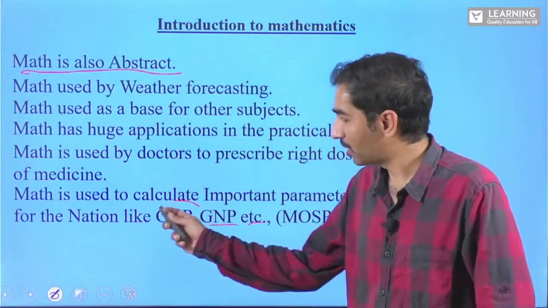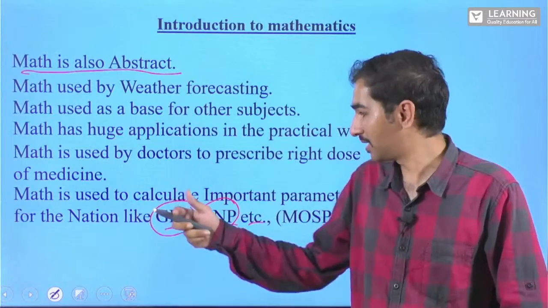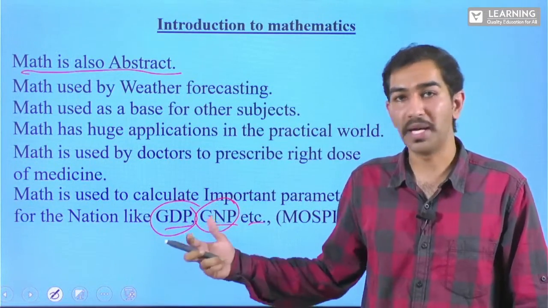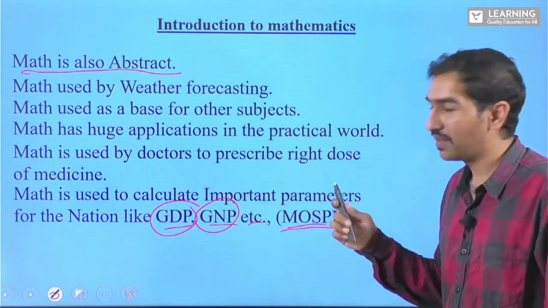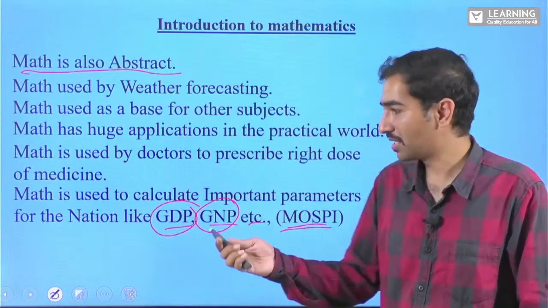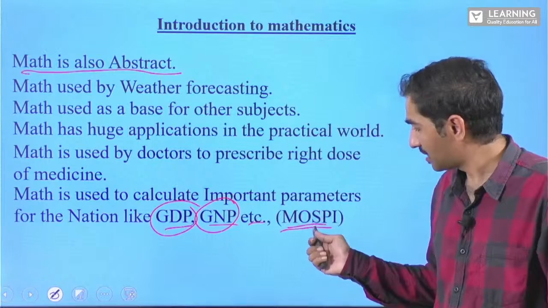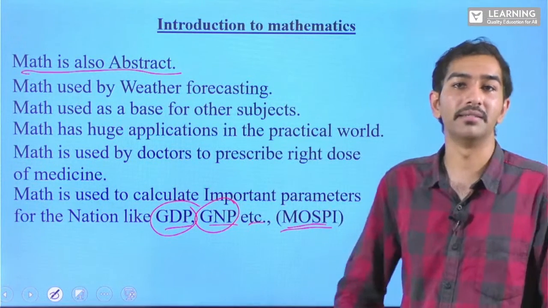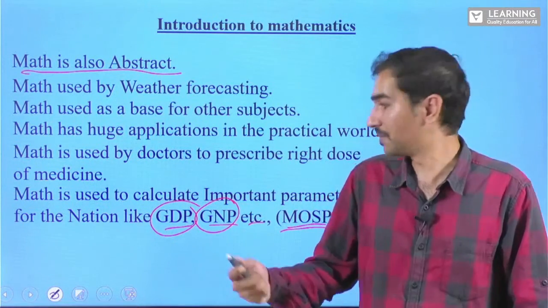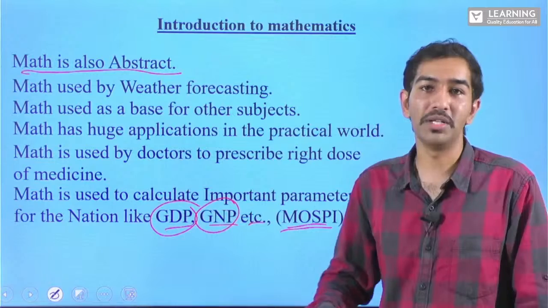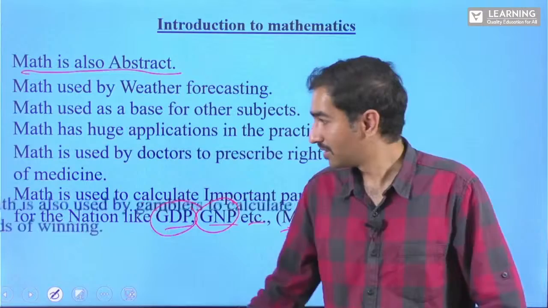Those parameters are nothing but GDP and GNP, which is gross domestic product and gross national product. By whom are these calculated? These are calculated by a branch of the Central Government of India, which is MOSPI, the Ministry of Statistics and Programme Implementation. This is a branch of the central government which calculates the important parameters for the nation to decide its economic ranking. Alright, we'll see the next one.